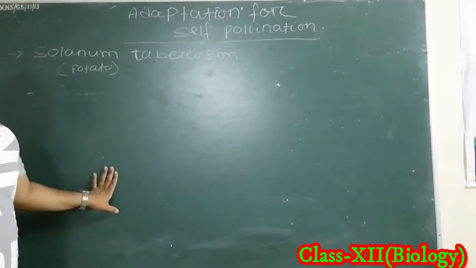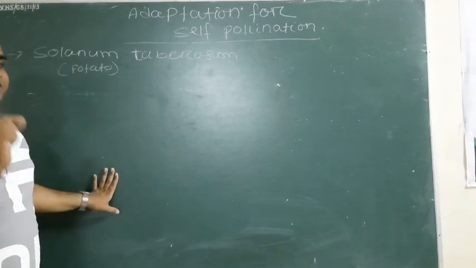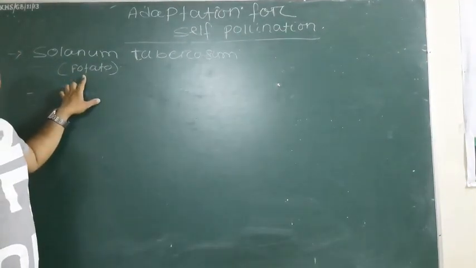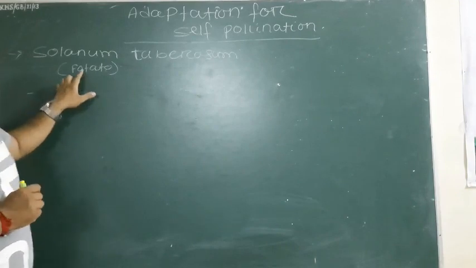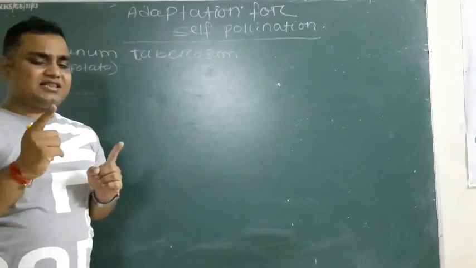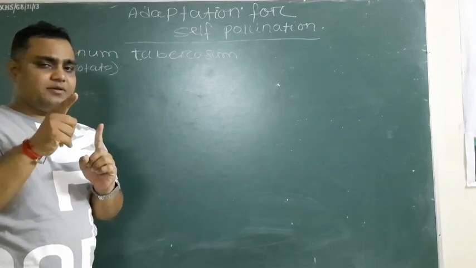Then see the next adaptation. The next adaptation is quite interesting, and this adaptation is found in potato. This is a very peculiar kind of adaptation. Potato is known as Solanum tuberosum, the scientific name. In this case, what is actually happening? The style is very long, and the stigma is elongated. And this elongated stigma will coil around the anther. Is that clear?